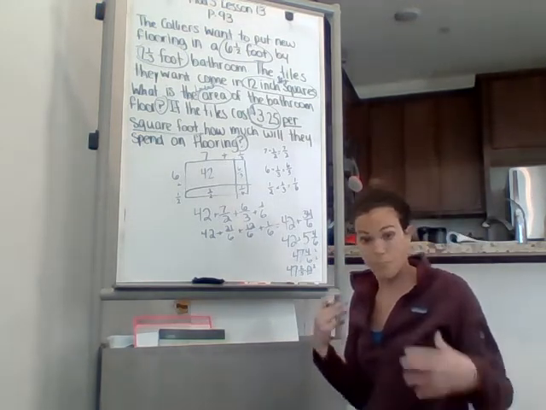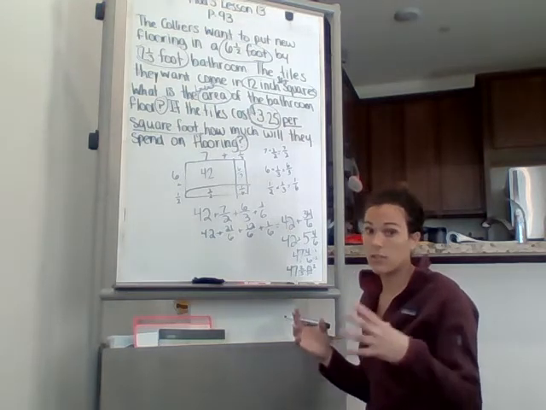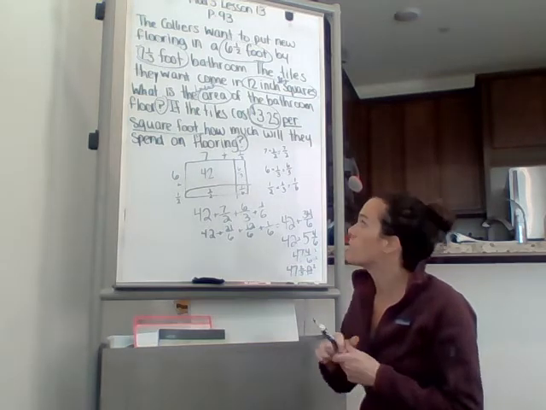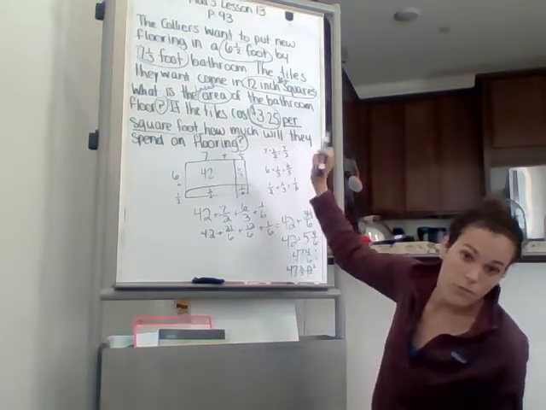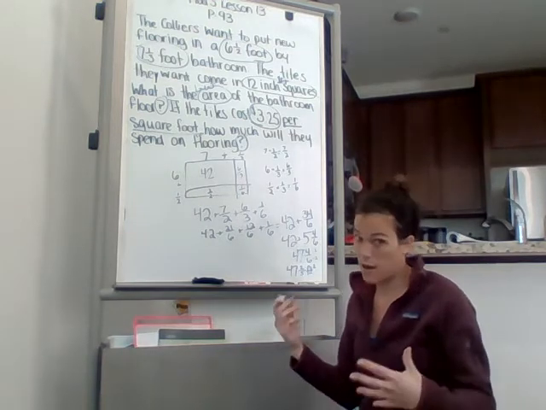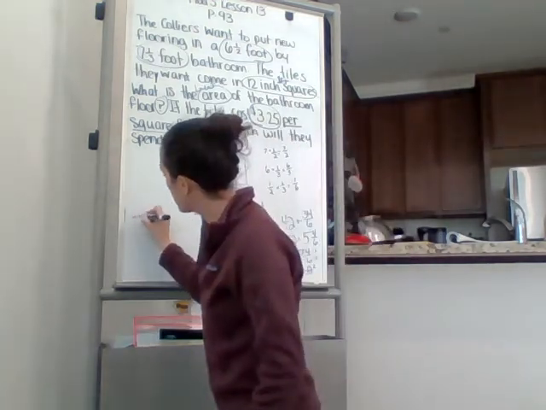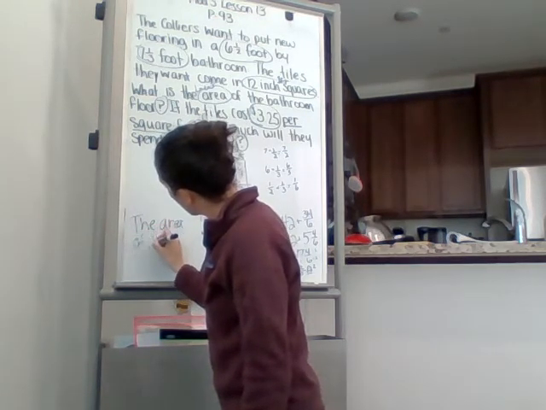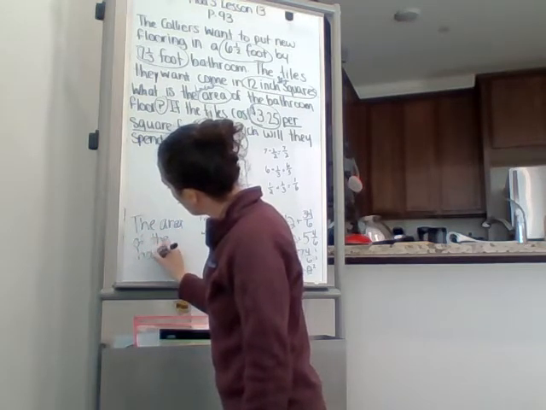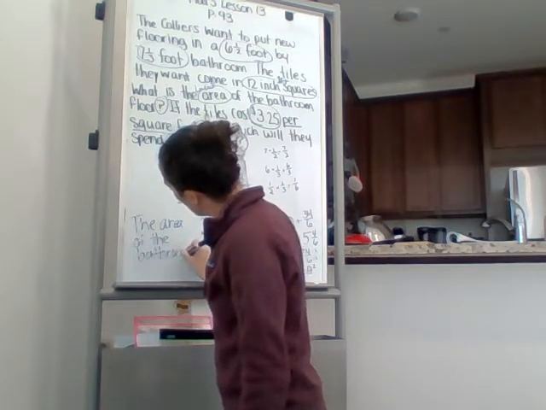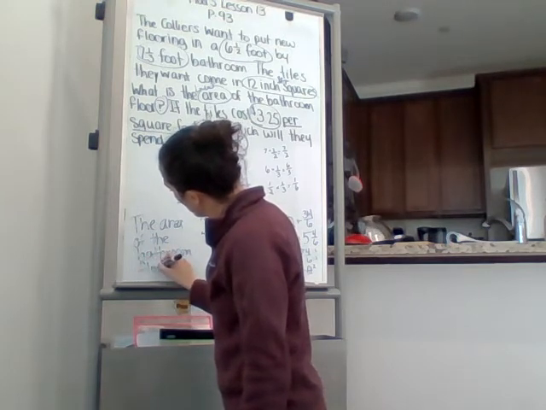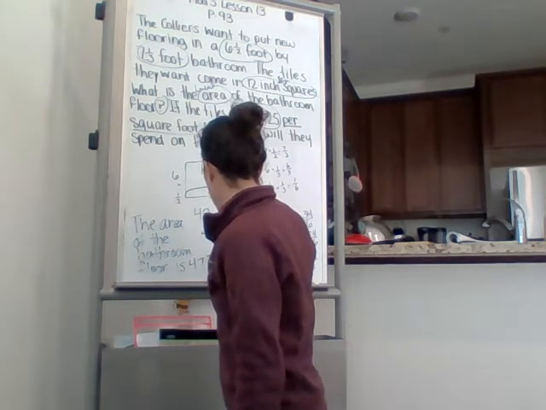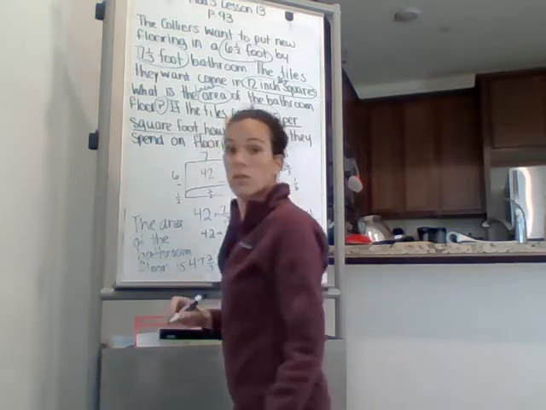Goodness. So now we need to think about how we can write our answer to this first part. Let's finish this whole first part up, and then we'll work on that second part of the question. So our first question said, what is the area of the bathroom floor? The area of the bathroom floor is 47 and 2/3 feet squared.